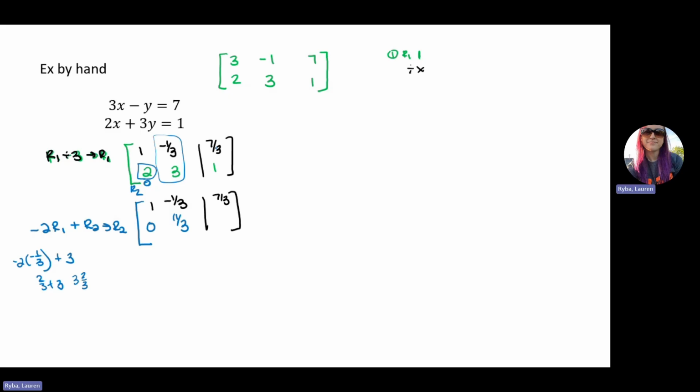Okay, next one, -2 times 7/3, and then add 1. What is that? -14 thirds plus 1. So I'm adding, what is that? 3 thirds. So -14 plus 3, -11 thirds. After this next step, it'll turn a lot better. I promise.